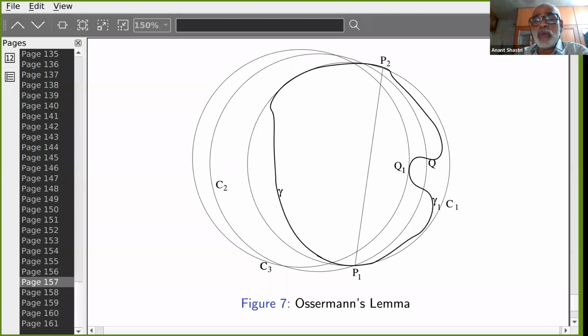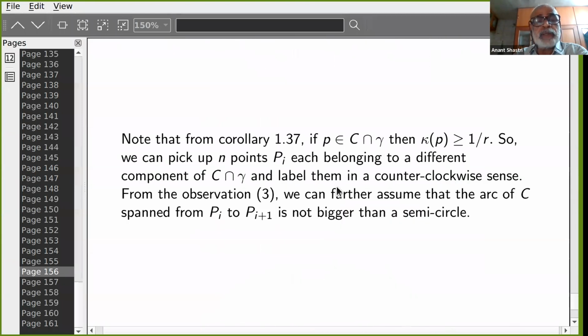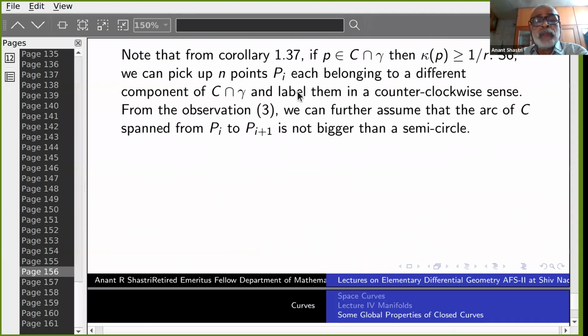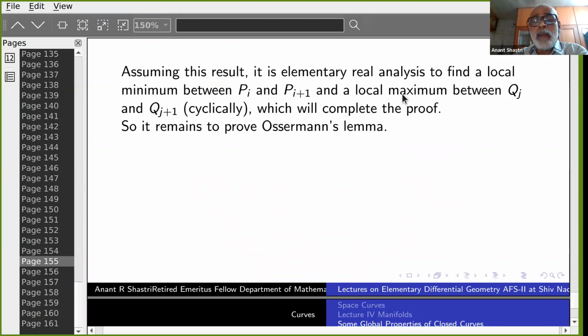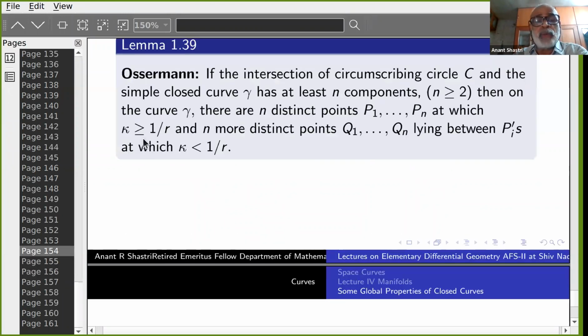So the first part is over, namely the existence of points Pi, the local maxima, where kappa is bigger than or equal to 1 by r. So this part is over. Now I have to show that between those points there are points on the curve at which kappa is less than 1 by r, strictly less than 1 by r. So this is where you have to work a little hard.